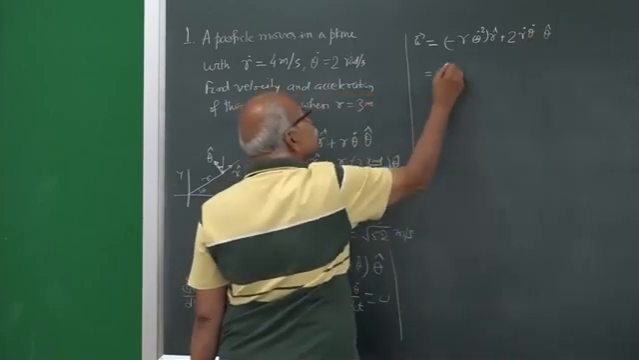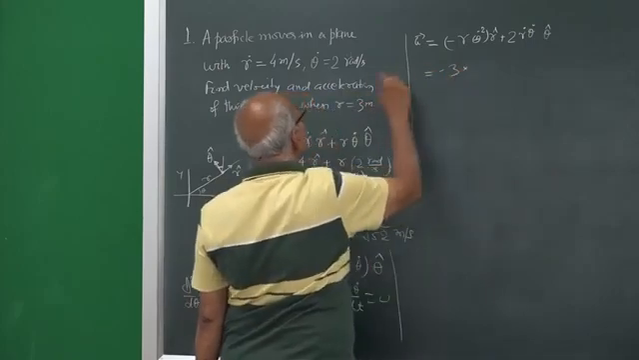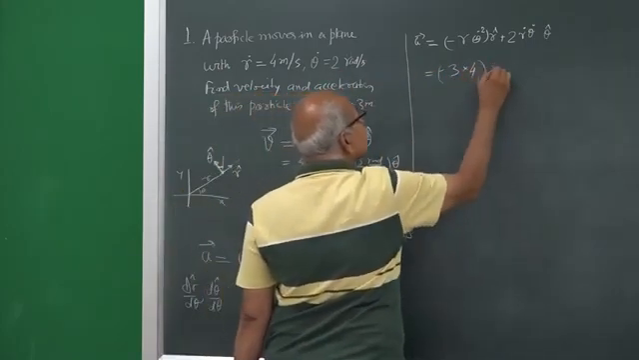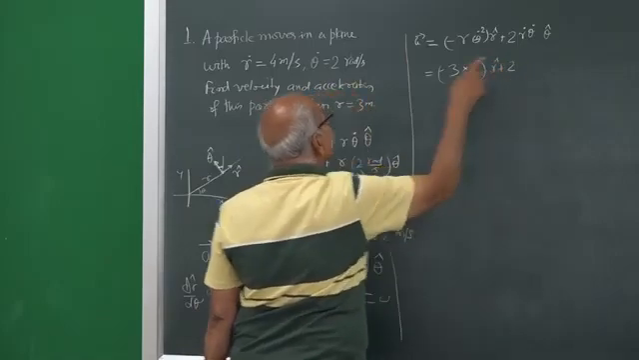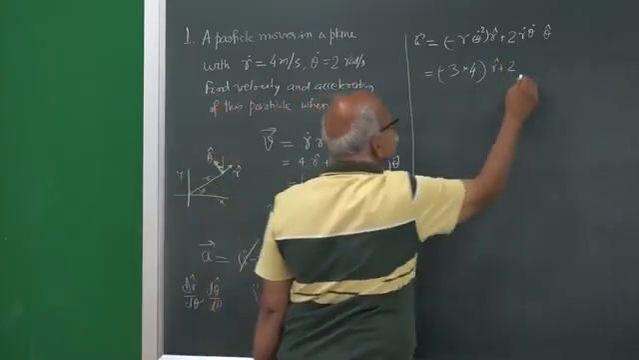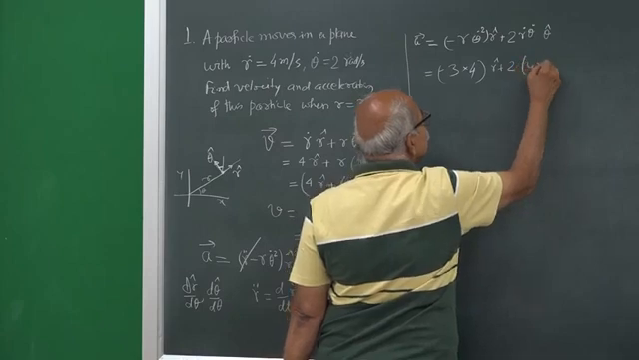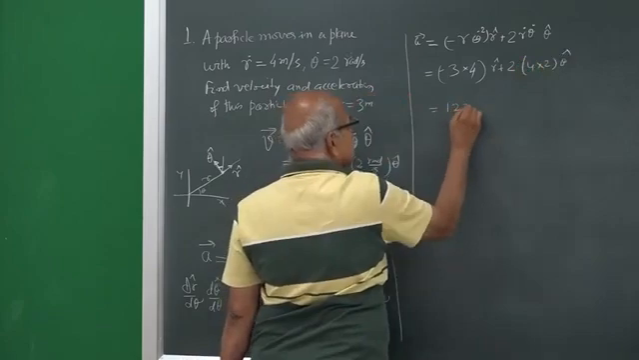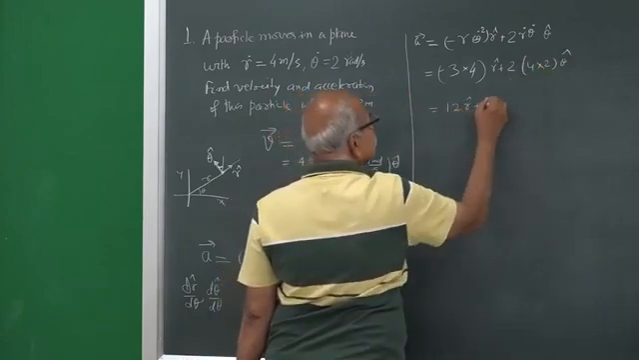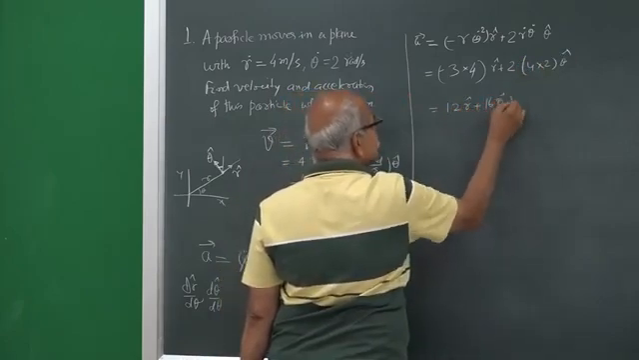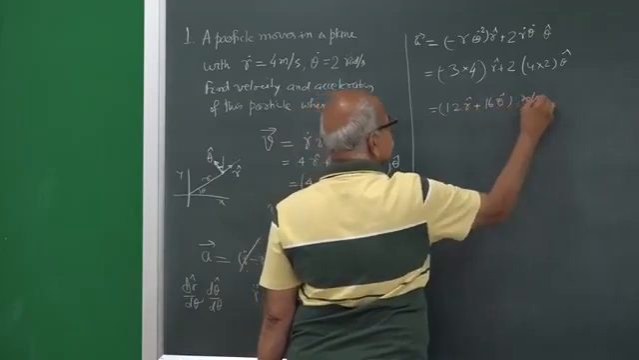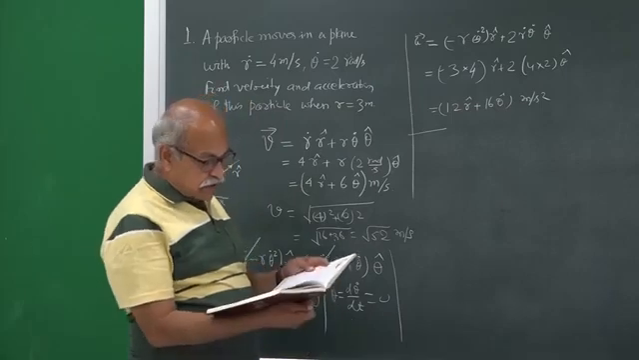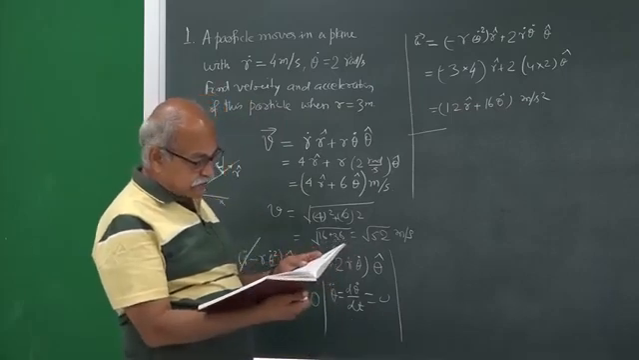You put the value 3 here, then theta dot square is 4, and this much r cap, plus 2 times r dot into theta dot, 4 into 2, theta cap. So, that is the acceleration: minus 12 r cap plus 16 theta cap meter per second square. Okay. So, that is how you can get this acceleration.